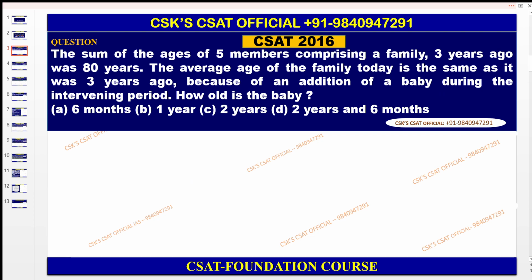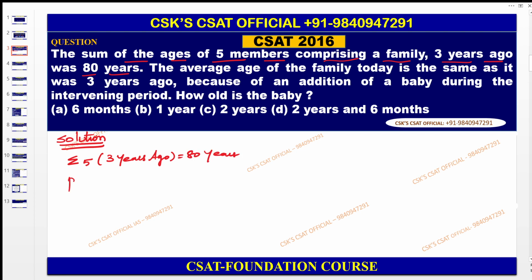Here this question: the sum of the ages of 5 members comprising a family 3 years ago was 80. Okay, 3 years ago it was 80. So take the data quickly by reading the question itself. They have provided you the sum of the ages of 5 members 3 years ago, which is equal to 80 years.